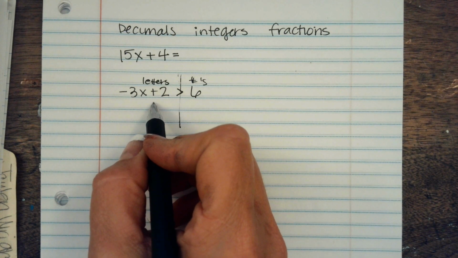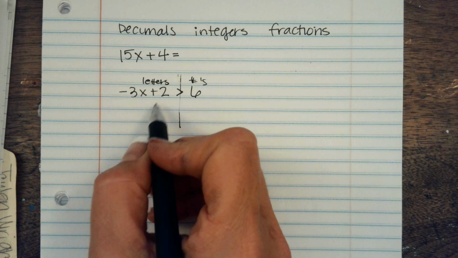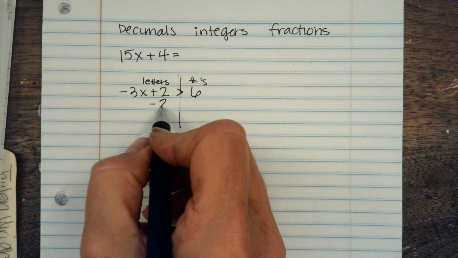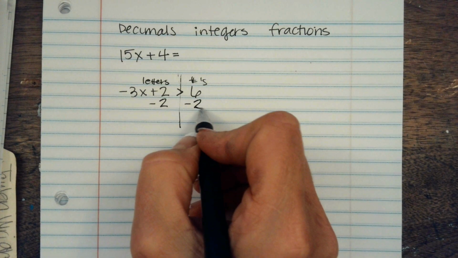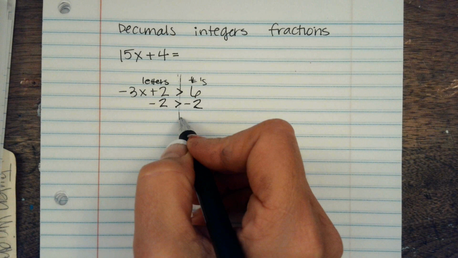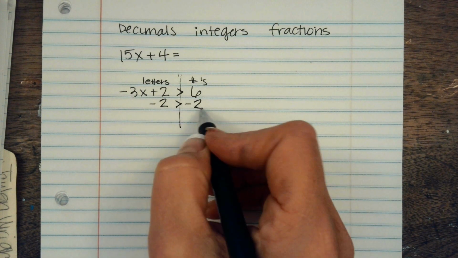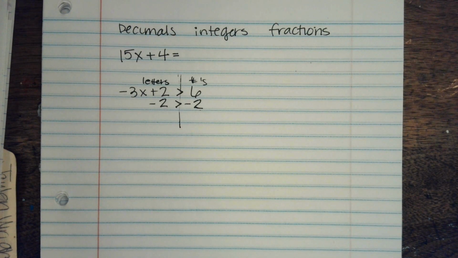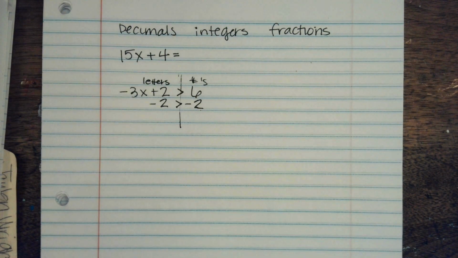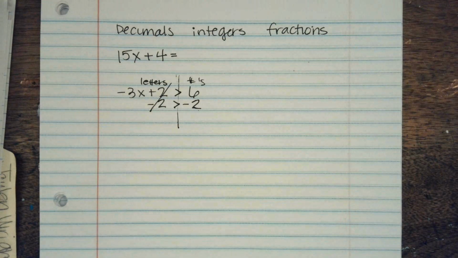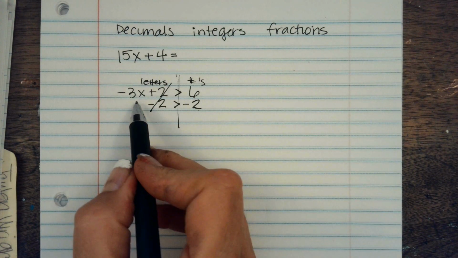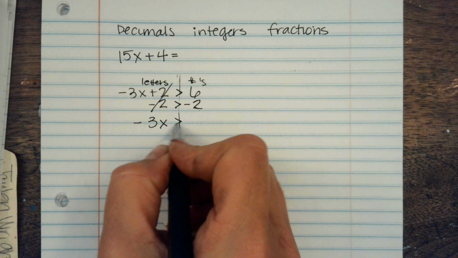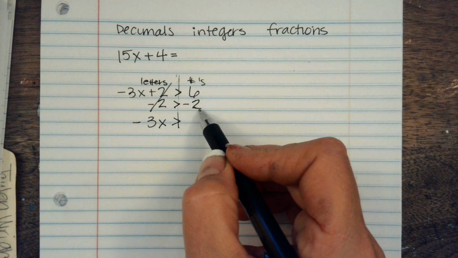So what are they doing to the 2? They're adding 2. So what's the opposite of adding 2? Subtracting 2. And then what you do to one side, you do to the other side of the equation. So if we subtract 2 from this side, we have to subtract 2 from this side. And then that cancels each other out on this side, so we can cross it out. And then what's left on this side of the equation? Negative 3x. And then what is 6 minus 2?